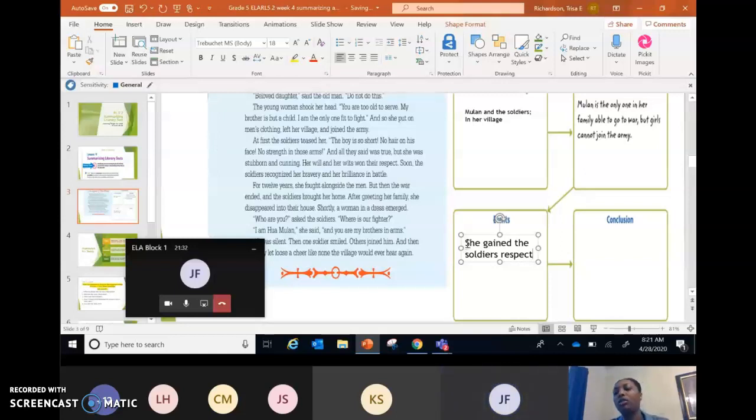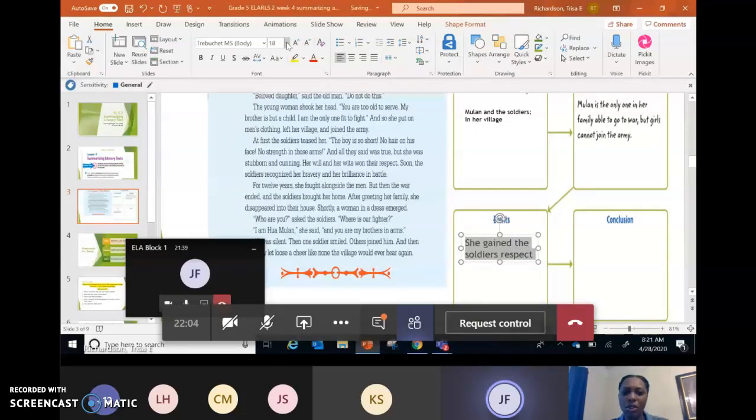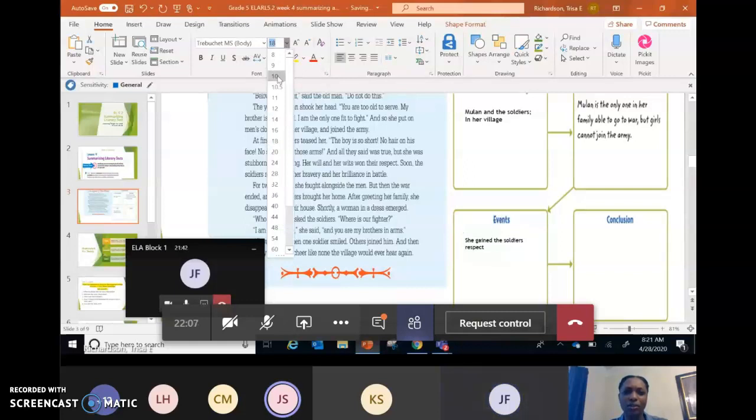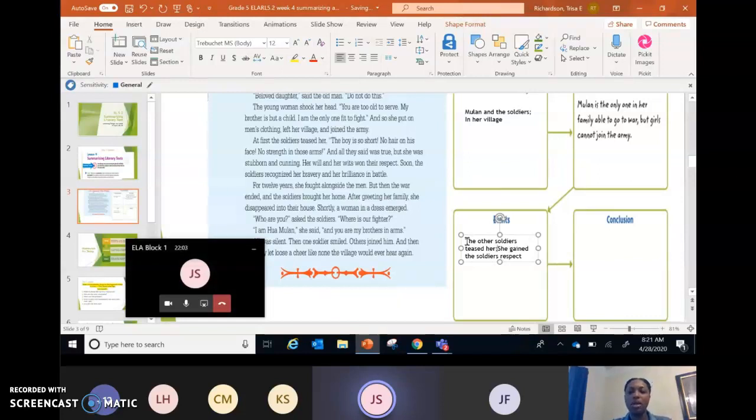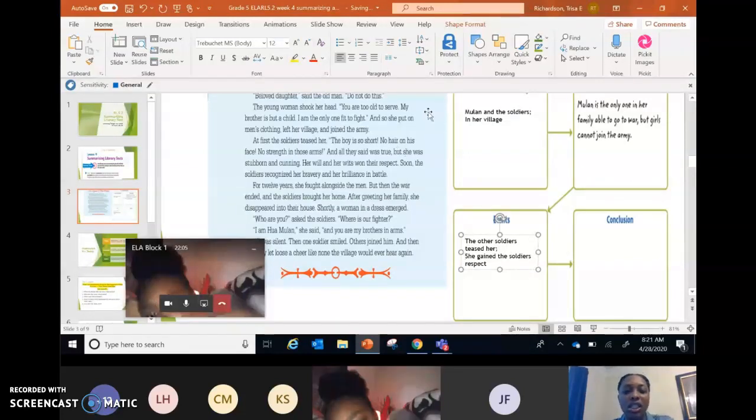What did they initially do though? How did they initially treat her? They teased her. Who was that? Aisha? Was that Aisha? Yes. Okay, so they were teasing her, right? How do we know that they were teasing her? And then Josiah, I will come back to you. What evidence suggests that they were teasing her? Anybody can jump in. What evidence suggests that they teased her?